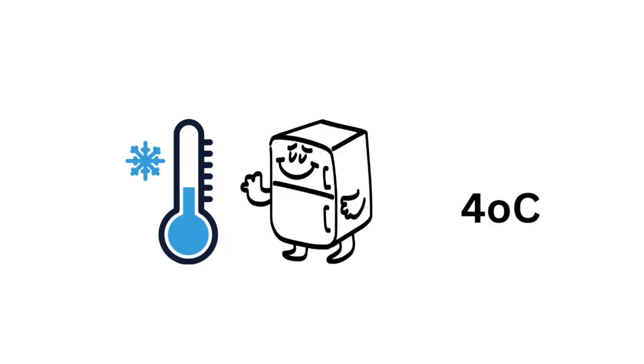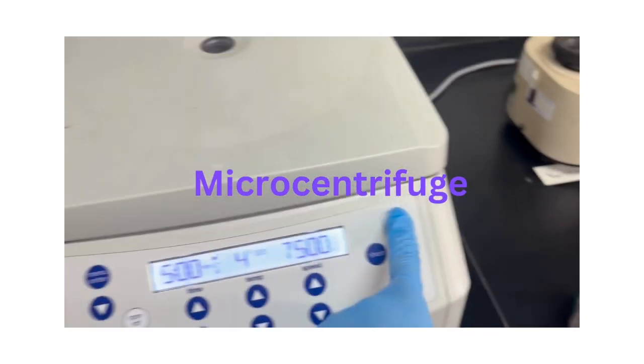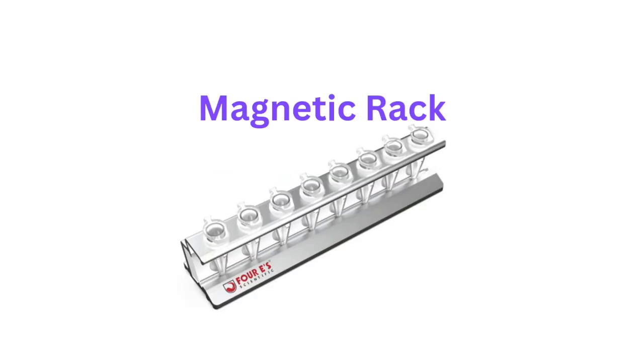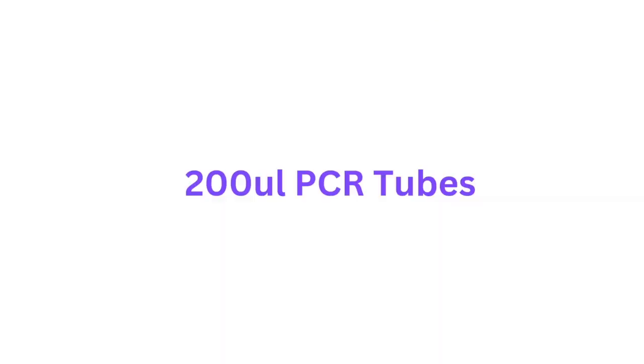There are other things that the kit doesn't come with, but you need to get them. So you need to make 80% ethanol. You need to get a microcentrifuge, a vortex, a thermocycler, as well as a magnetic rack. And you need access to a bioanalyzer or TapeStation for fragment analysis. We will need 200 microliter PCR tubes.